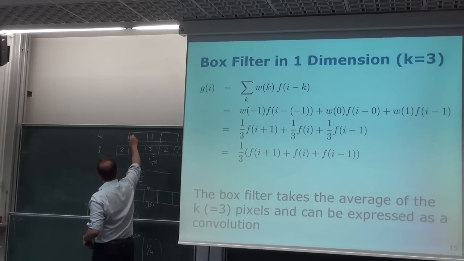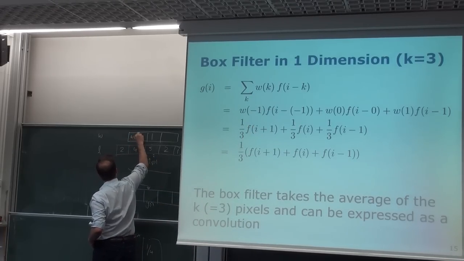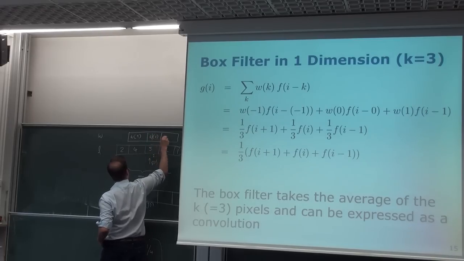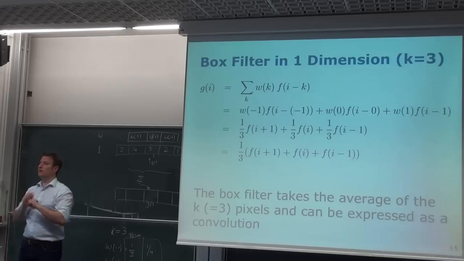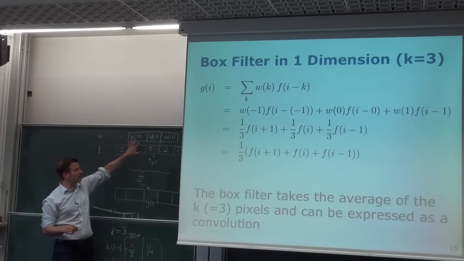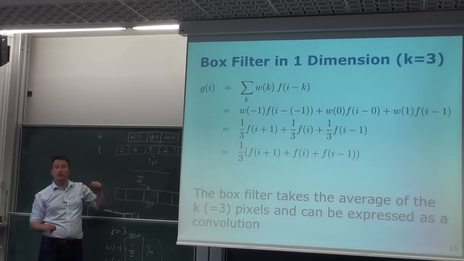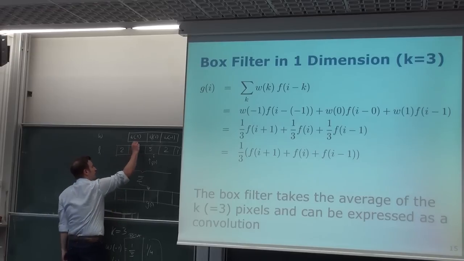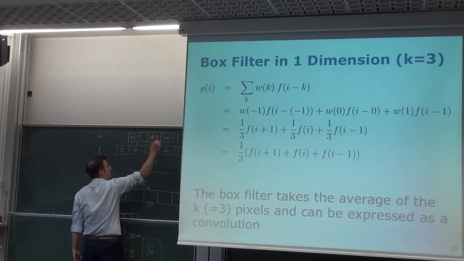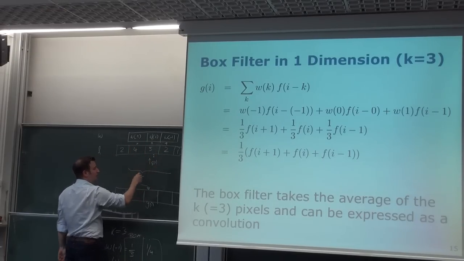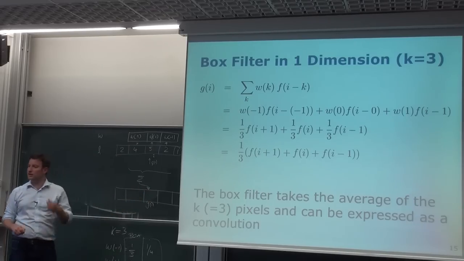So this corresponds to W of 1, W of 0, W of minus 1. So if I illustrate it like this, the W is swapped. It doesn't matter if I swap the W or I swap the F. What you then need to do is multiply those two values, multiply those two values, multiply those two values, sum them up, and this gives me the corresponding intensity value.